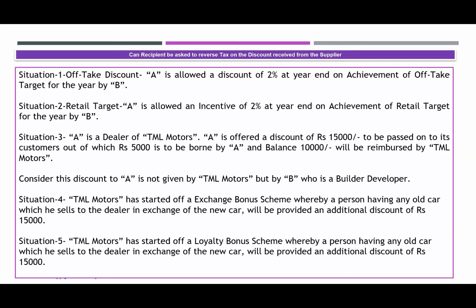Okay. Will there be a situation where A makes a claim to TML Motors after he made the supply? Now this ad hoc amount which has been given by TML Motors to A, supposedly an ad hoc amount of 5 lakh rupees, and out of that 5 lakh rupees, A gives a discount of 4 lakh rupees. The rest 1 lakh is to be retained by A, or it has to be again repaid to TML Motors?